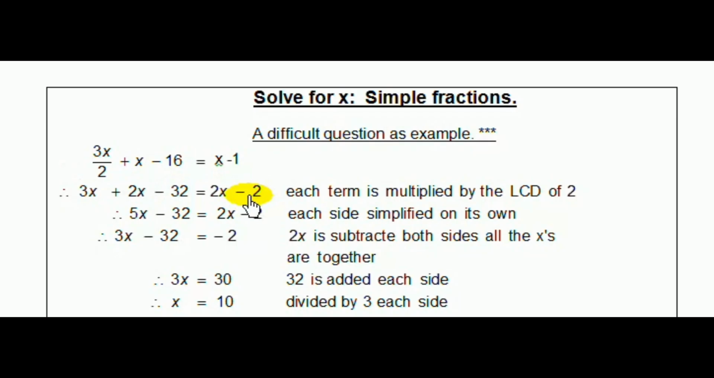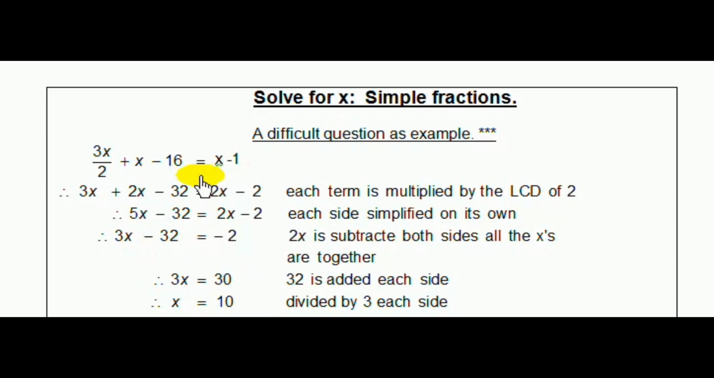Now the method is to simplify first, and that's what I'm going to do. 3x plus 2x is 5x minus 32 then. In the simplest form, the left hand side. The right ones are exactly simplified and cannot be simpler. Now the next one is to get all your x's on the same side. Get rid of that 2x, subtract 2x both sides, and then take away that minus 32 by adding 32 and then dividing by 3 to get your answer, x equals 10.